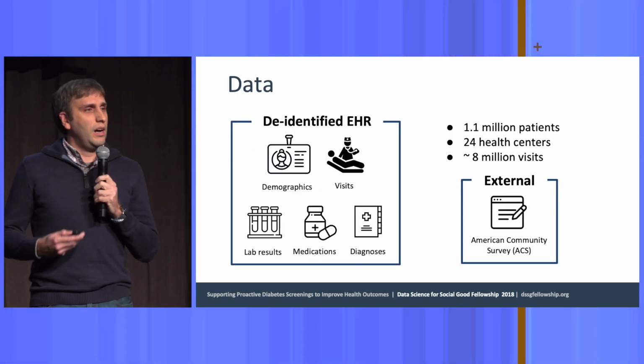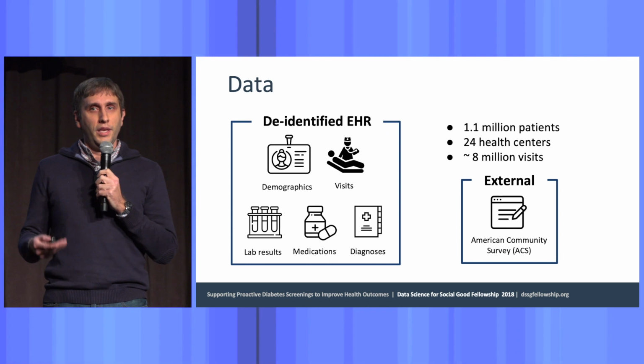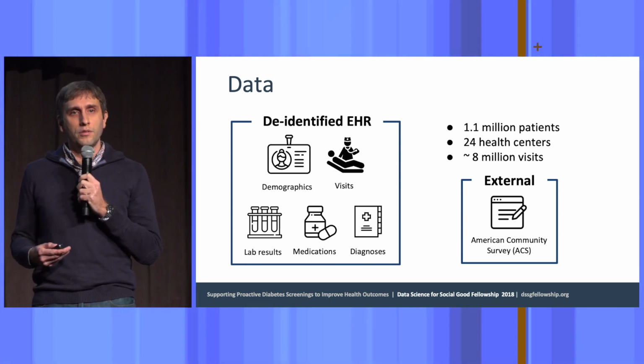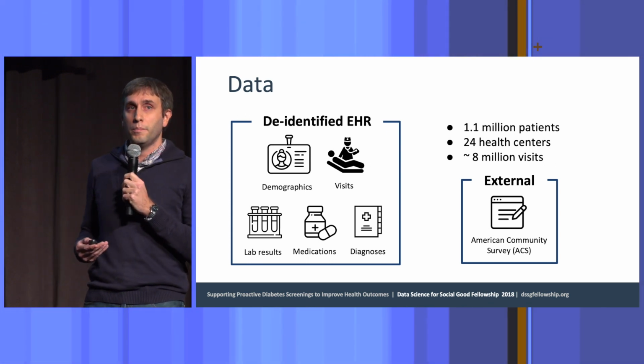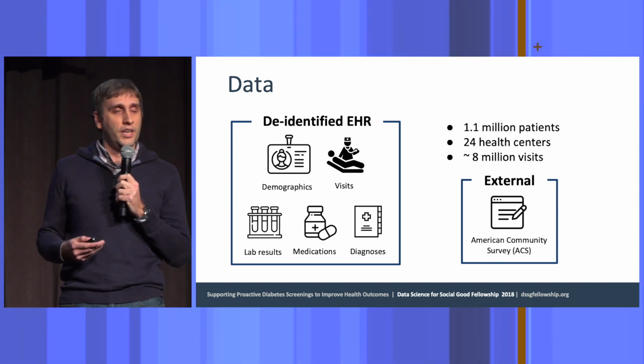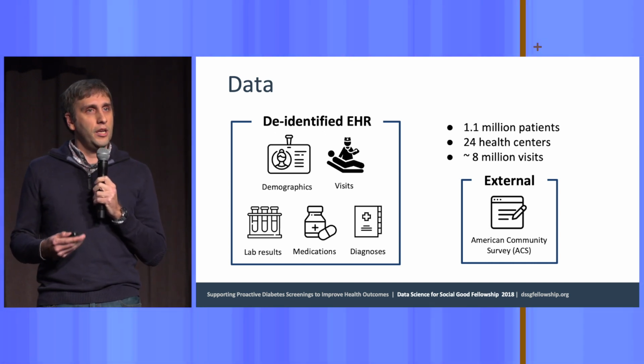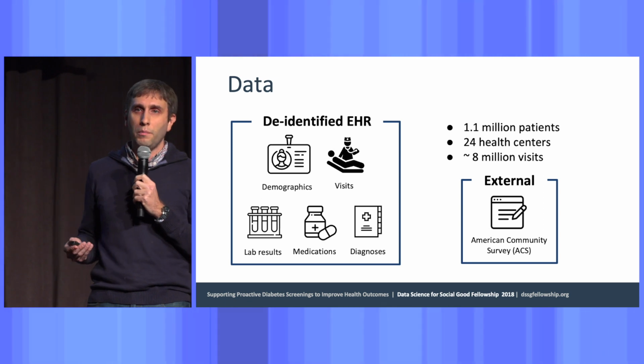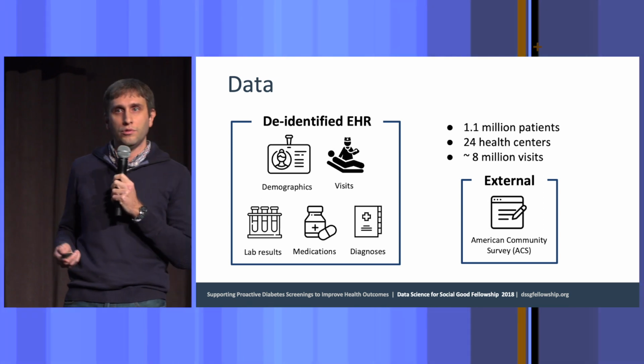Alliance provides us with a wealth of information. From their de-identified electronic health records, we receive data on over 1 million patients from 24 community health centers. This amounts to 8 million visits dating all the way back from 2006 up to 2018.